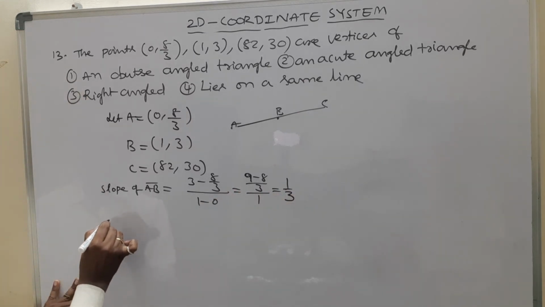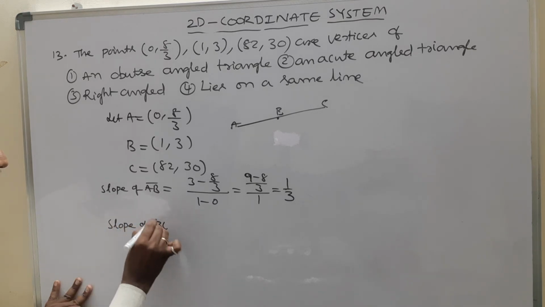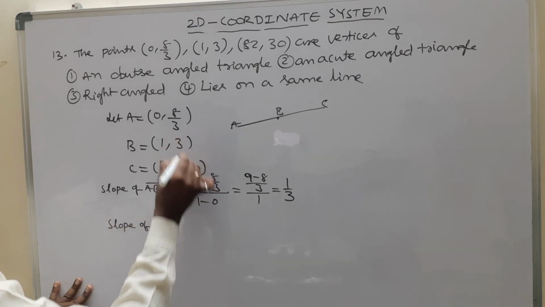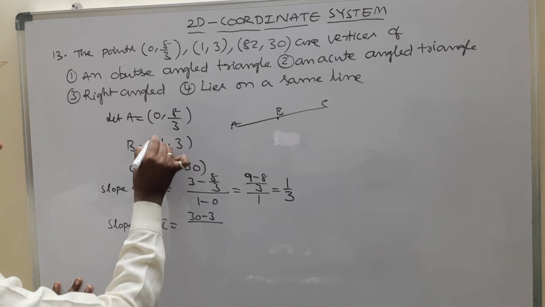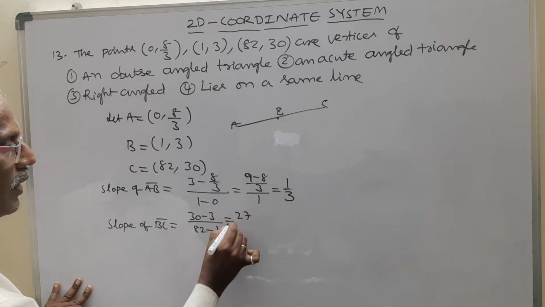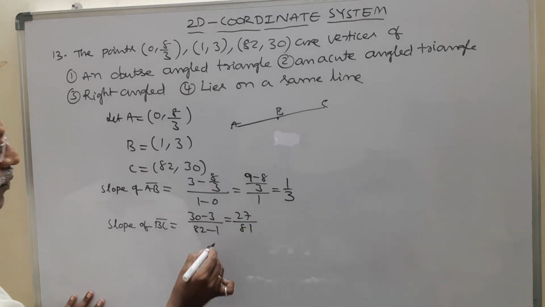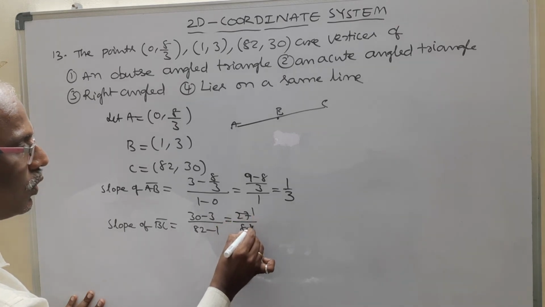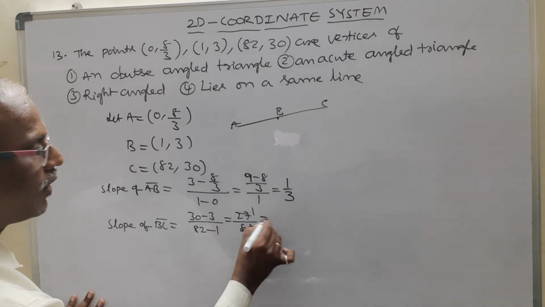Next to find slope of BC. Slope of BC, difference of y coordinates 30 minus 3 by 82 minus 1. 30 minus 3 is 27, 82 minus 1 is 81. 27 ones 27, 27 threes 81, so 1 by 3.